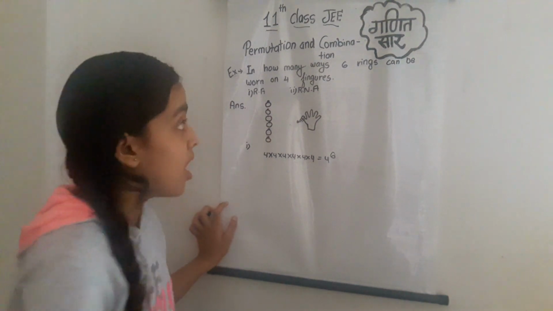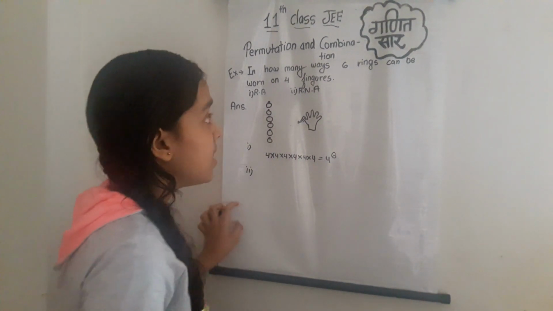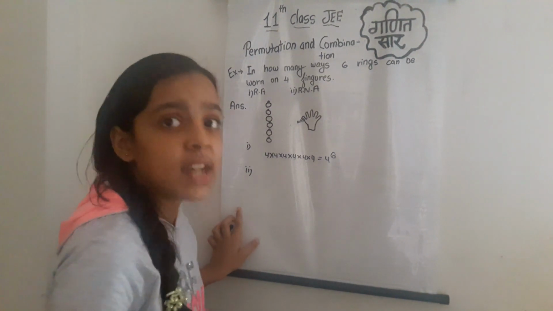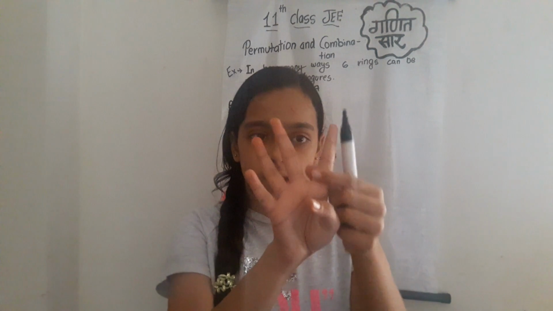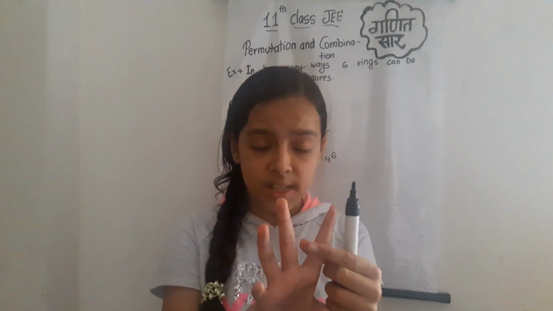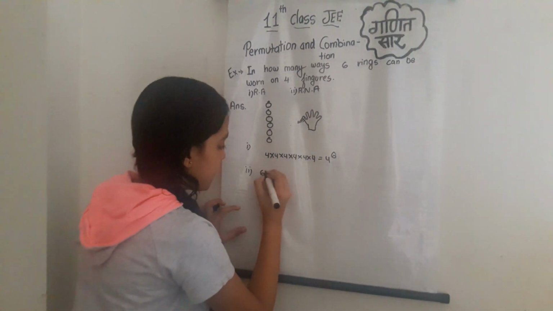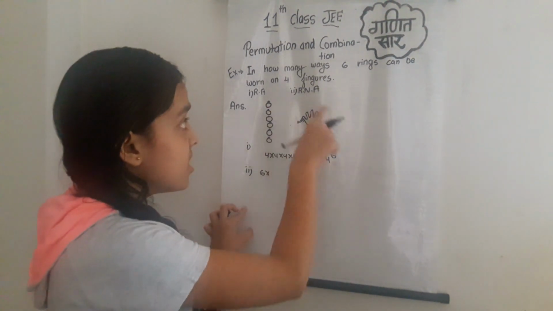Now we will solve the second part, repetition not allowed. Repetition not allowed means that the rings cannot be repeated. So when we take one ring, it can be the first ring, second ring, third ring, fourth ring, fifth ring, or sixth ring. So here we can put 6 rings. So 6. Now the repetition is not allowed.